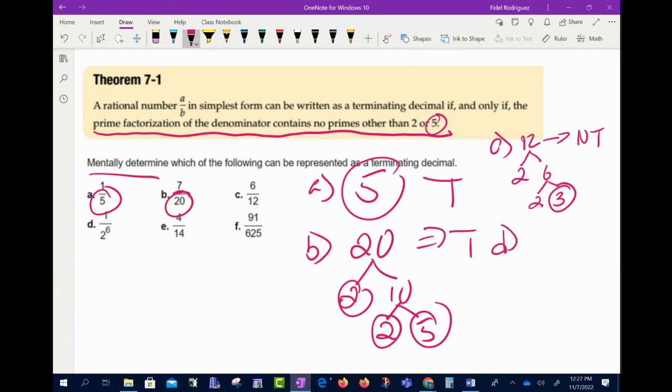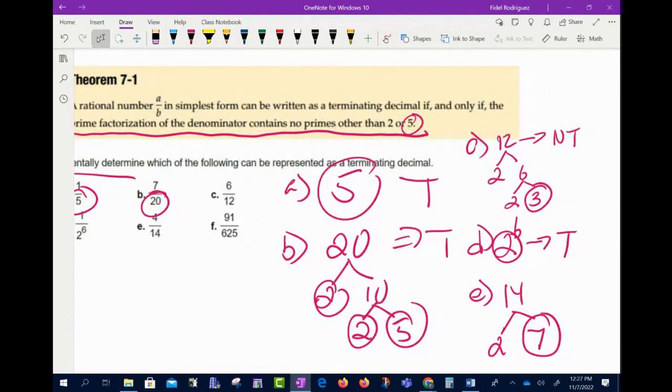Now, if I look at part D, my denominator is 2 to the 6. That just means it's 2 times 2 times 2 times 2, 6 times. The only number that I see here is the number 2, so again, that's going to be terminating. When I look at part E, I see the number 14. We can break down 14 into 2 times 7. That's what's going to mess it up. It only needs to have 2s and 5s, so this here is non-terminating.